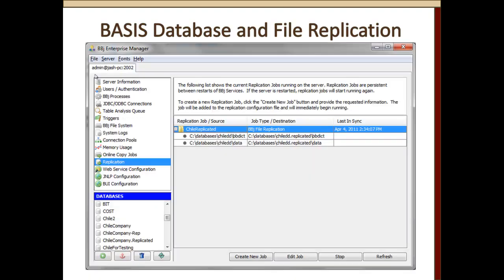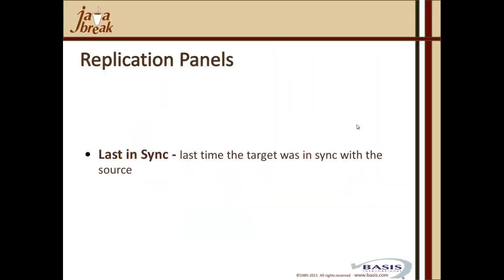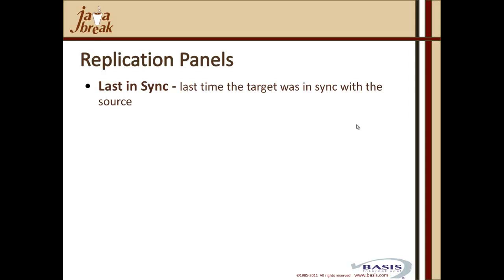Further on, we'll look at the information that's provided in the replication tab. You'll see the jobs that are running, the source and the target, and very important information in the last column is when it was last in sync, and I'll talk a bit more about that in a minute. So those replication panels give you very important information.